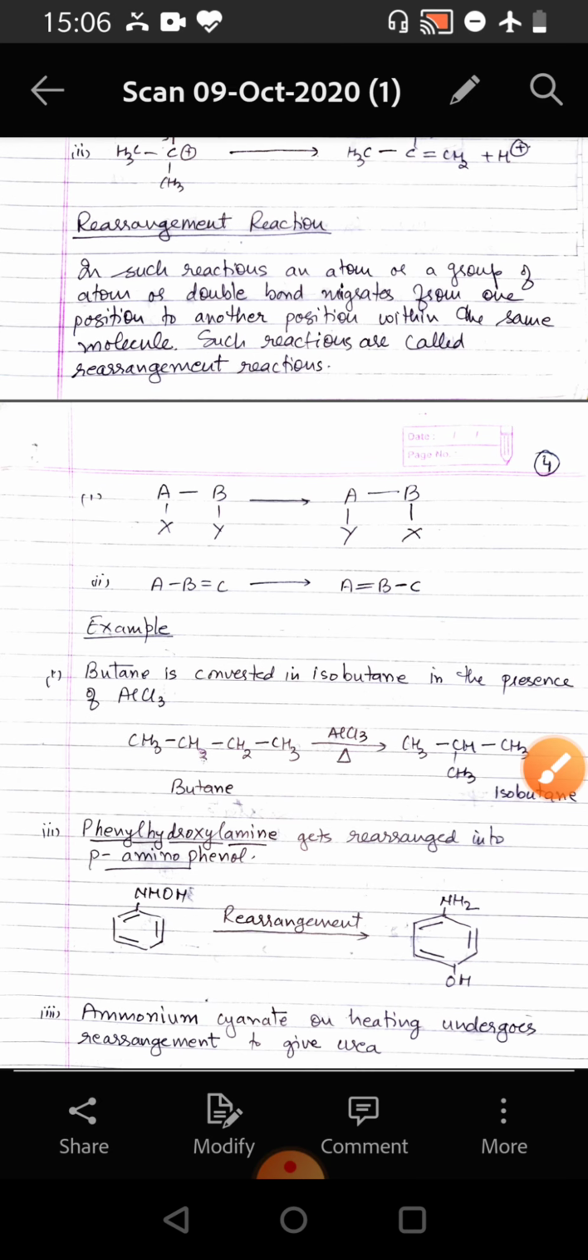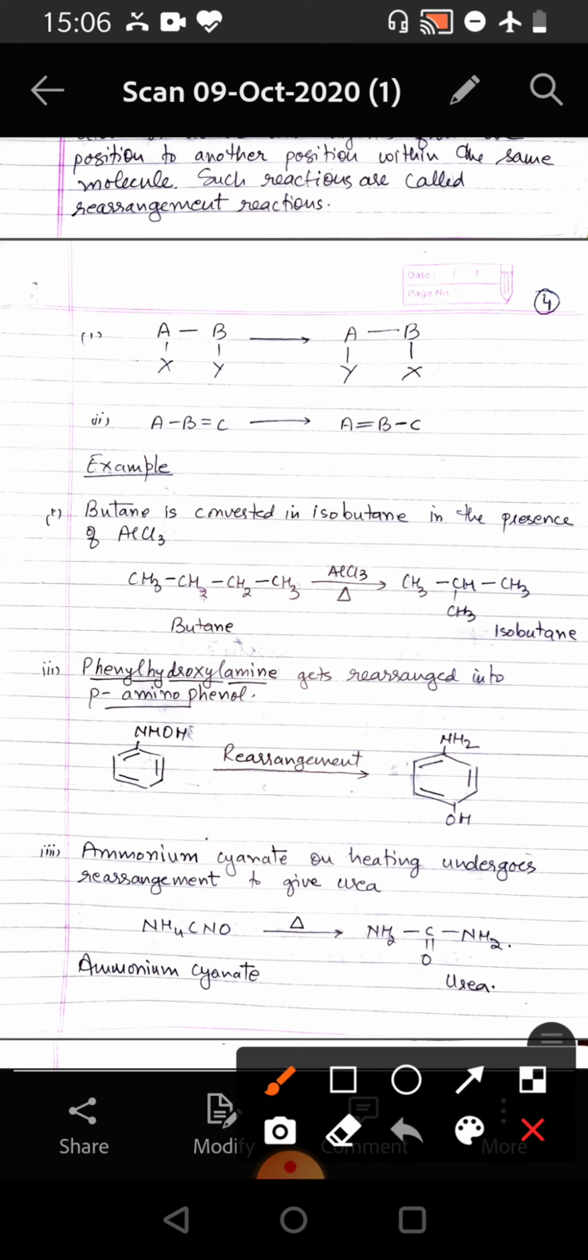Then we come to next type of reactions, that is rearrangement reactions. In such reactions, an atom or a group of atoms or double bond migrates from one position to another position within the same molecule. Such reactions are called rearrangement reaction. If we see in this molecule, the rearrangement takes place and the X which was first bonded to A gets bonded to B and the Y which was bonded to B gets bonded to A, and thus a rearranged molecule is formed. In the second example, in this molecule by rearrangement, the double bond which was between B and C gets migrated between A and B.